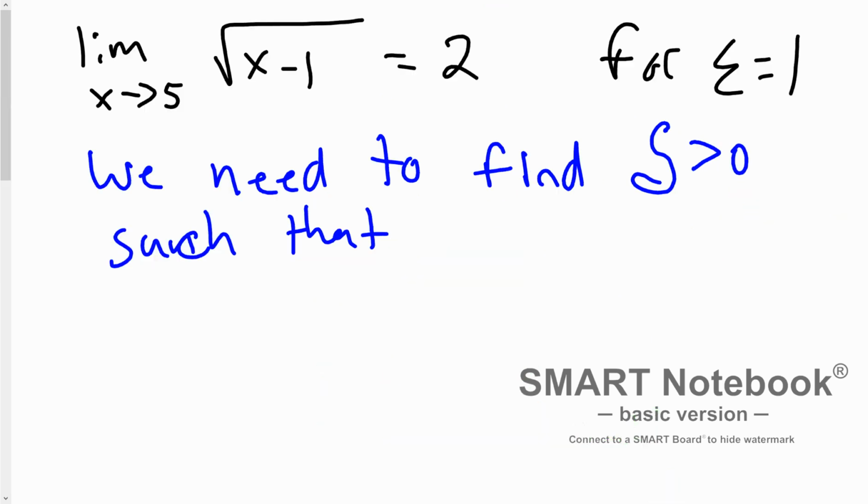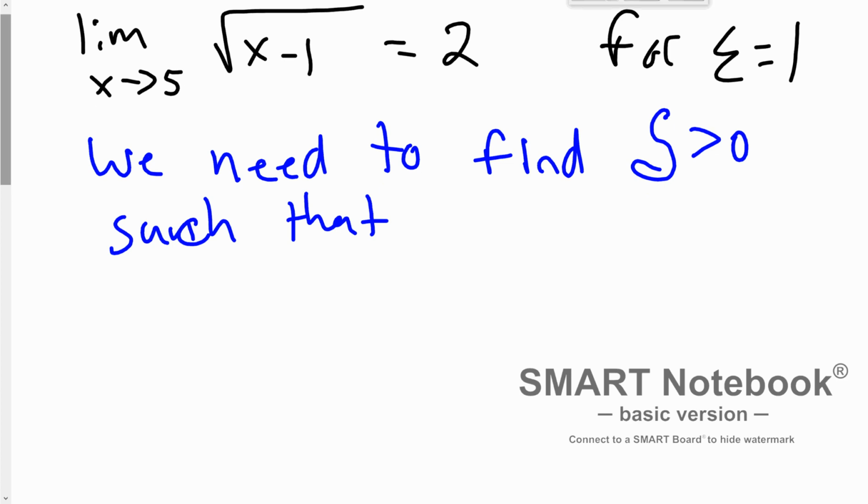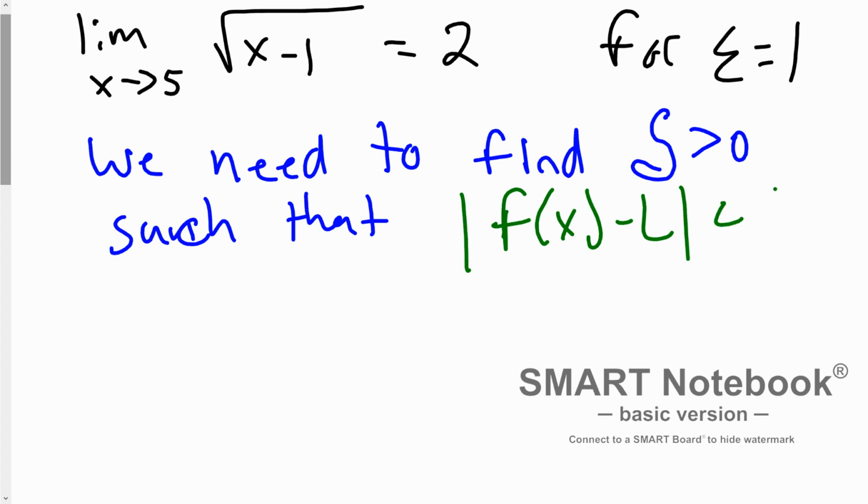Okay, here's another one. So again, we need to find a delta greater than 0 such that our f of x minus L is less than epsilon. Okay, so we start there. We plug in our f of x, which is x minus square root of x minus 1. And then we're subtracting our limit, which is 2. Okay.